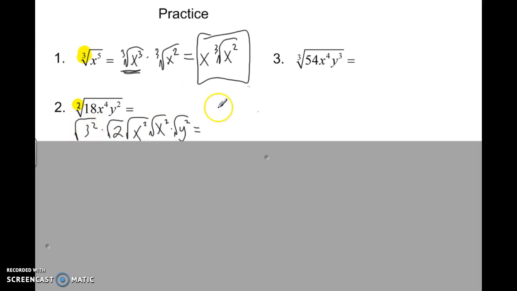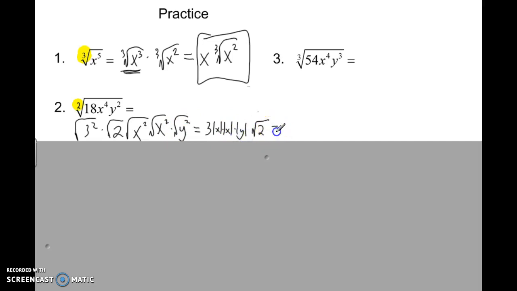So this 3 comes out, it's on the outside. The 2 is still left over inside of the radical, so I'm going to have the 2 inside of there. This is simplified. It comes out and it looks like absolute value of x. And this is absolute value of x, so times the absolute value of x times the absolute value of y.